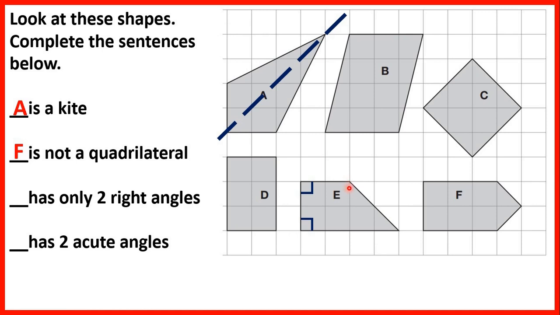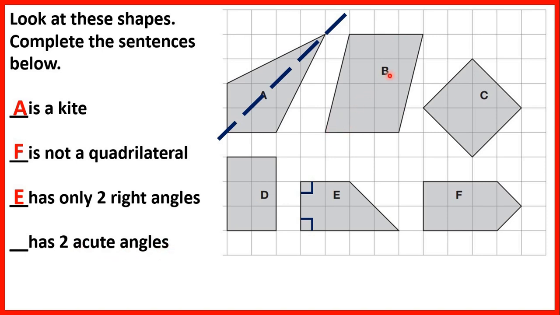Now this angle here is an obtuse angle because that's larger than a right angle, and this angle here is an acute angle because that's smaller. So shape E has only 2 right angles. And now, which shape has 2 acute angles?